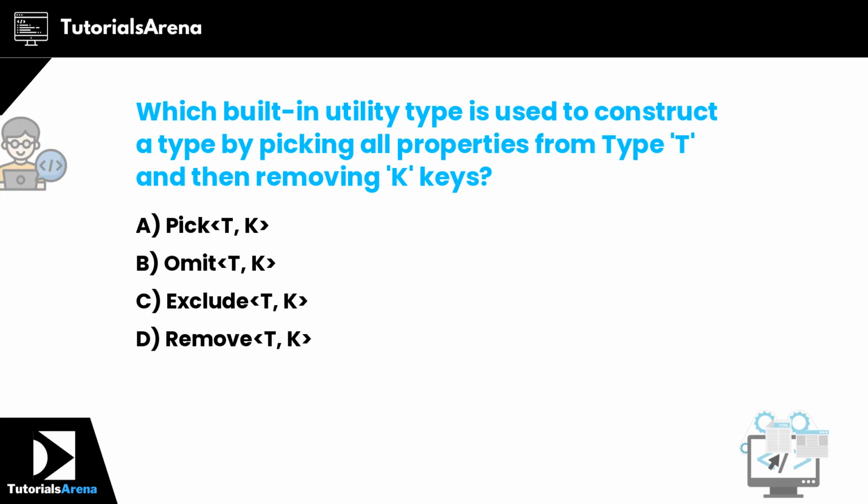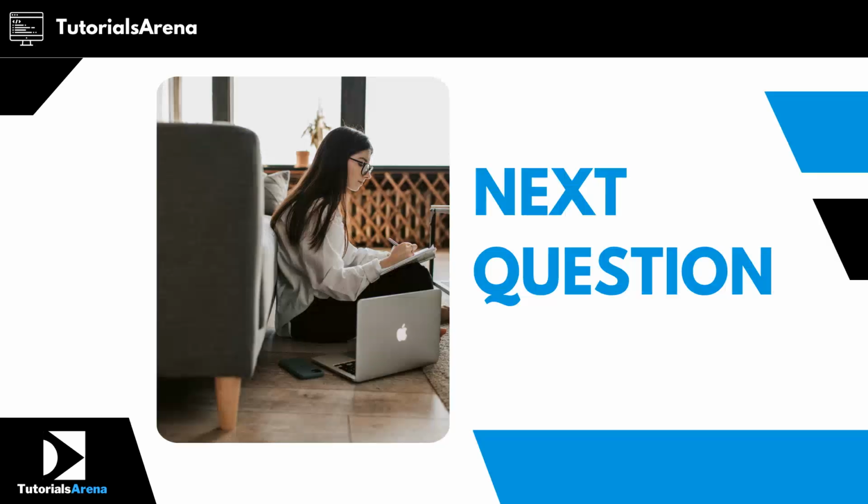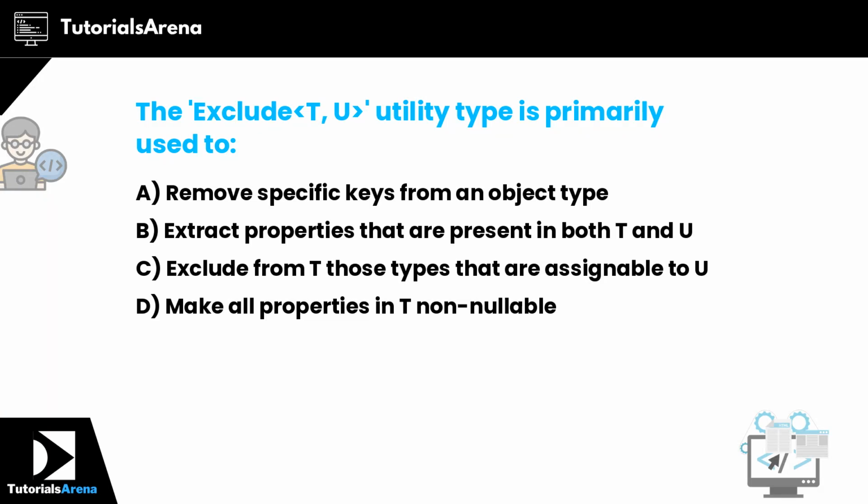Which built-in utility type is used to construct a type by picking all properties from type T and then removing K keys? The correct answer is option B, Omit<T, K>. The Exclude<T, U> utility type is primarily used to... The correct answer is option C, exclude from T those types that are assignable to U.